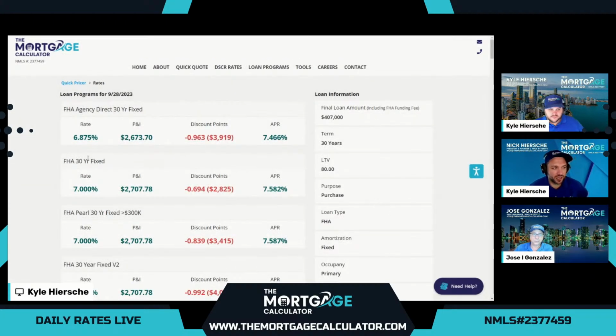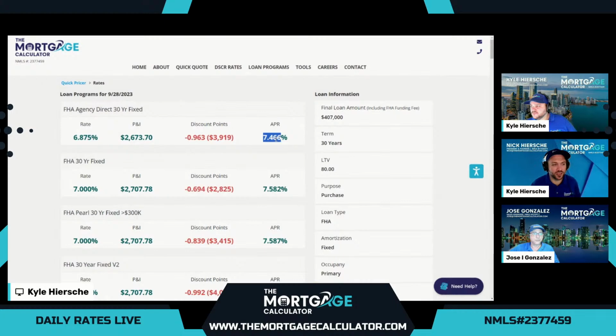And yeah, it looks like FHA did react a little bit as well. We have a 6.875 rate, 0.963 discount points in cost, which puts the final APR at 7.466. So a little bit lower than conventional here if our customer qualifies for both. So definitely recommend our customers that qualify for both check them out. And there's some good deals here for FHA for our customers that need to use these programs.